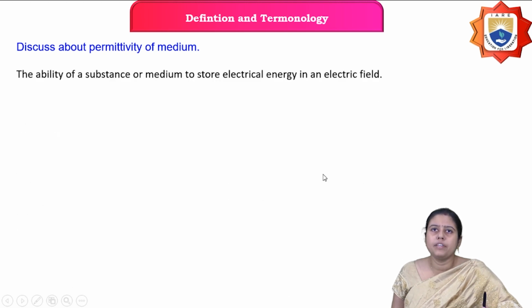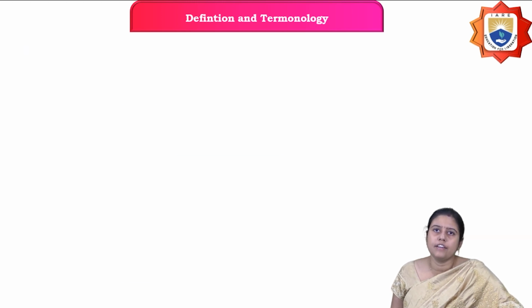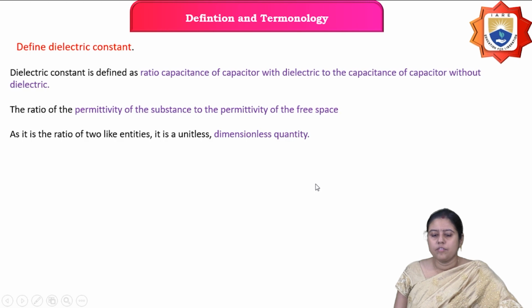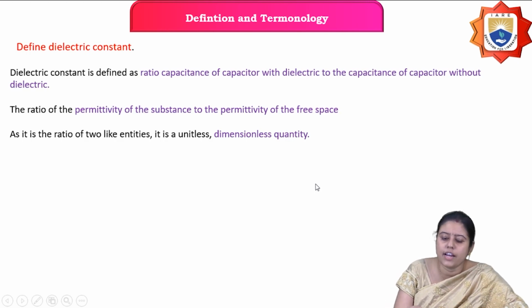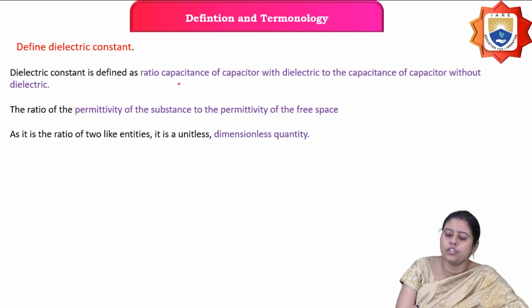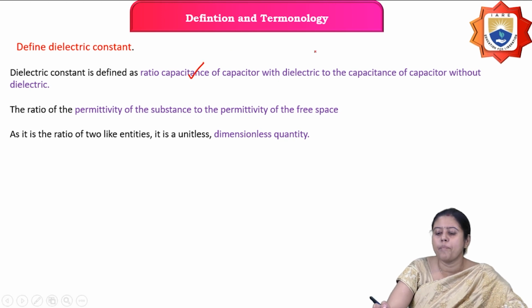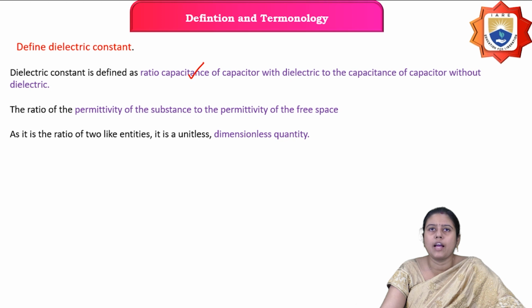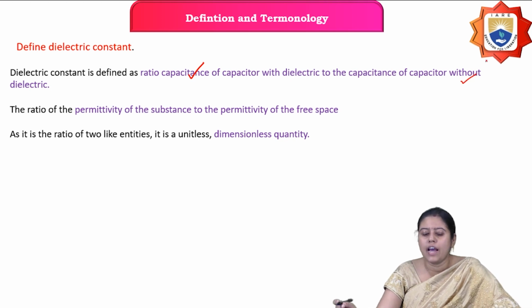Discuss the permittivity of the medium: the ability of the substance to store electrical energy in an electric field. So what is the next question? Define the dielectric constant. The dielectric constant is defined as the ratio of the capacitance of a capacitor with the dielectric to the capacitance of the capacitor without dielectric.